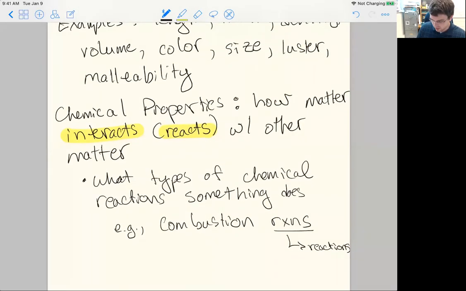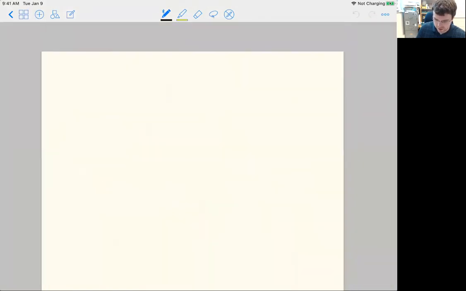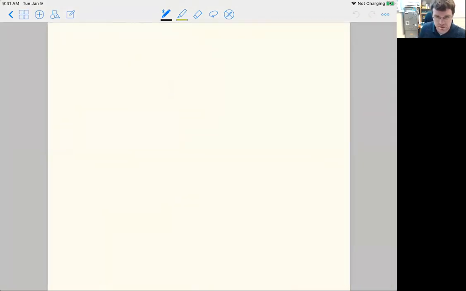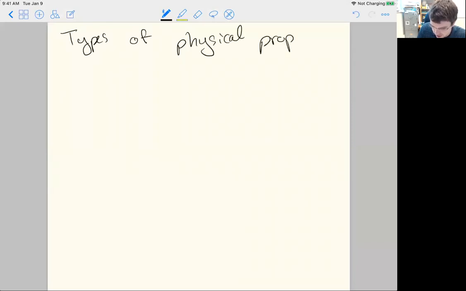The next thing I want to move on to is the types of physical properties. I know I'm kind of bouncing back and forth, but I wanted to address both types of properties in general and then move into types of physical properties. It's good to see this. We may not use this so much in this class, but it's good to discuss it.